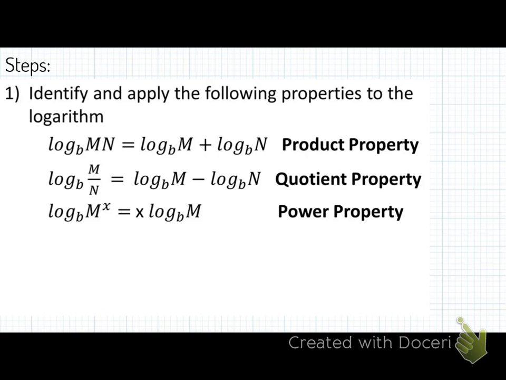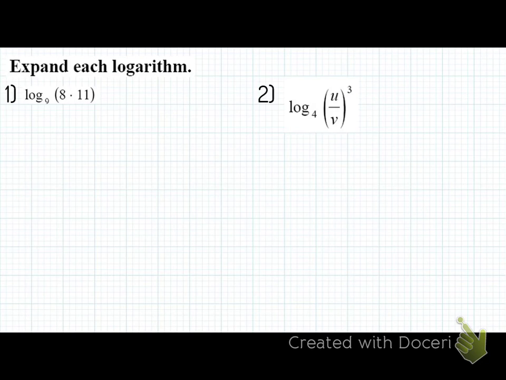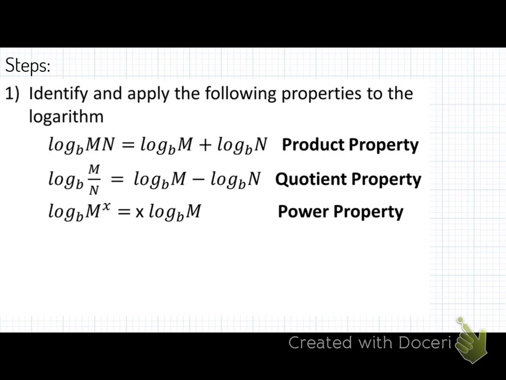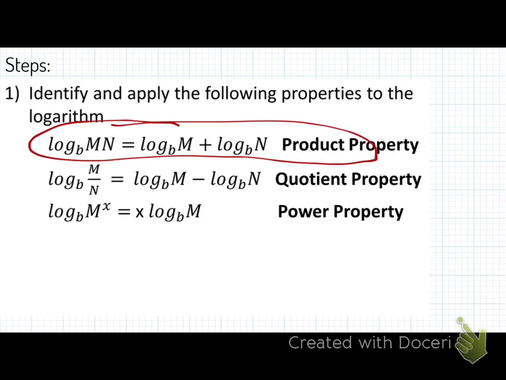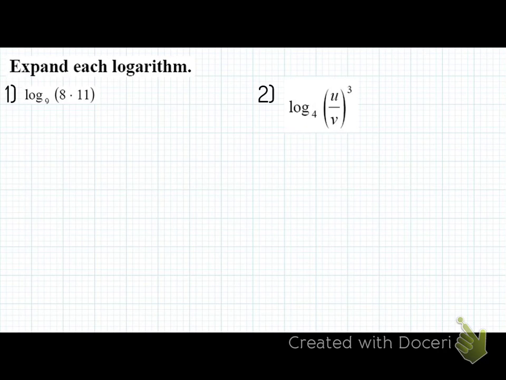Here we go. I'm going to apply some of these and you're going to follow along. Okay, numbers 1 and 2. We have log base 9 of 8 times 11. It says expand each. In this one you have a base of b and we have two numbers being multiplied. Remember, looking back at your notes, this looks like the first product property. So we're going to use the product property here.